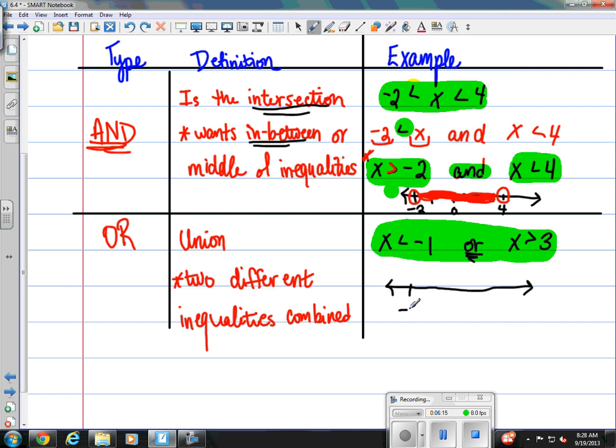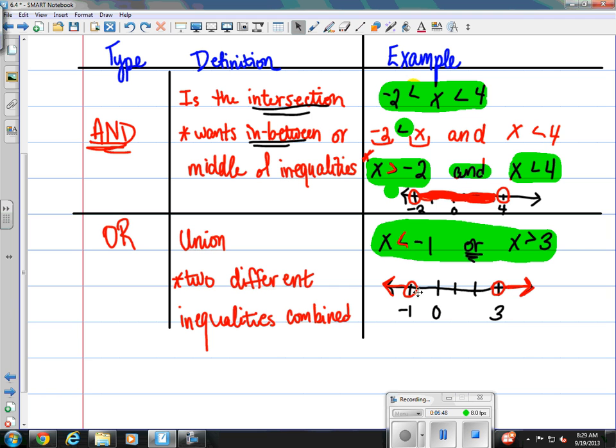So I'm going to start with -1, 0, 1, 2, 3. So at x is less than -1, I use an open circle because it's not equal to it, and it points to the left. Less is left, so I shade to the left. Or, x is greater than 3, so open circle at 3. Points to the right, so I shade everywhere to the right of 3.